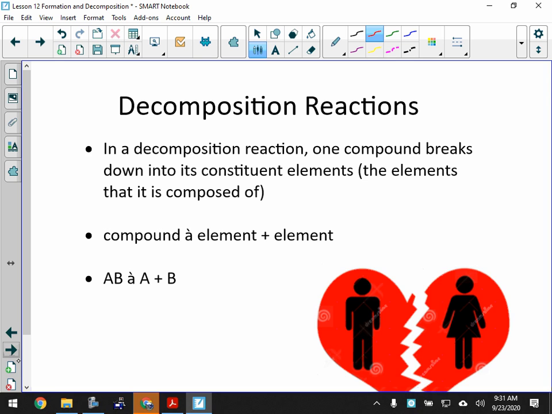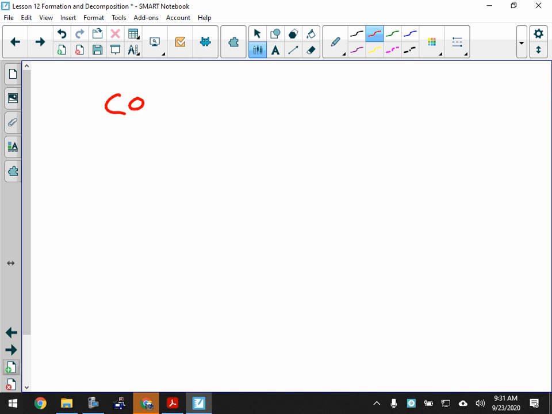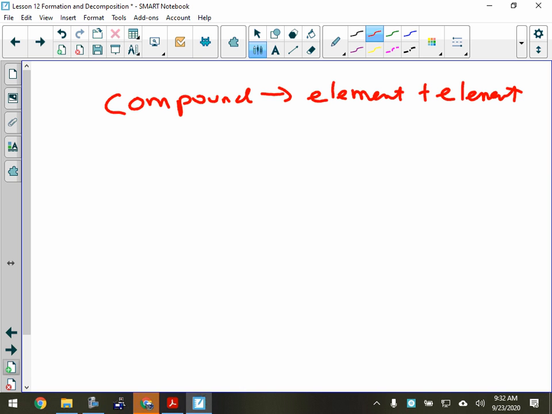So basically, what we're going to say here is a compound now. For decomposition, we're going to do the opposite. We're going to take a compound and break it into elements. Or if we had, for example, AB here, we're going to get A plus B. Okay, it's the complete opposite of formation. That's why we do these on the same day, because look, it's exactly what we just did. Okay, just the other way.